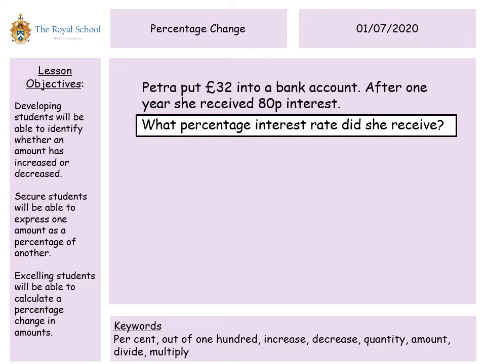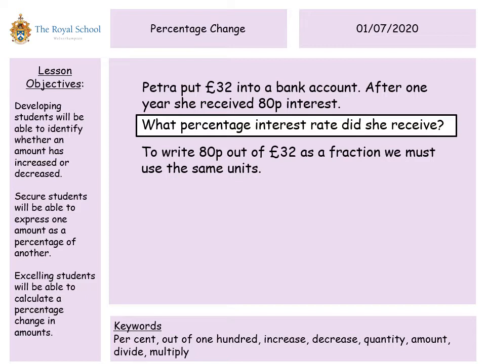So another one with money then. Petra put £32 into a bank account, and after 1 year she received 80p interest, which doesn't sound like a lot, but if you imagine some people have hundreds or thousands or even millions of pounds in a bank account, then this would soon add up. So what percentage interest rate did she receive?